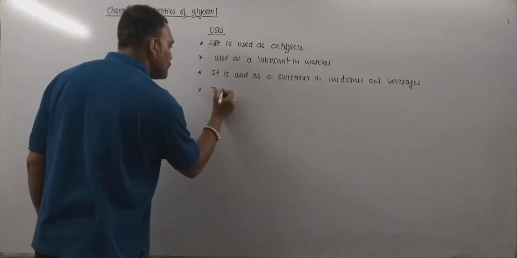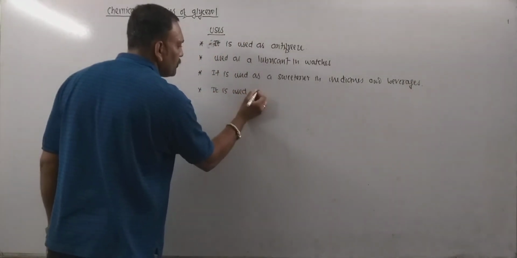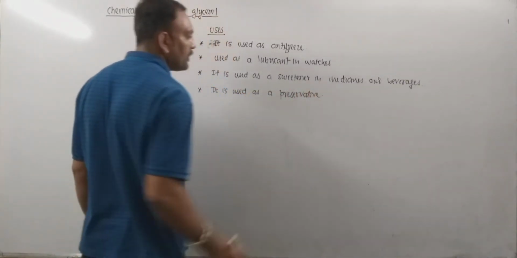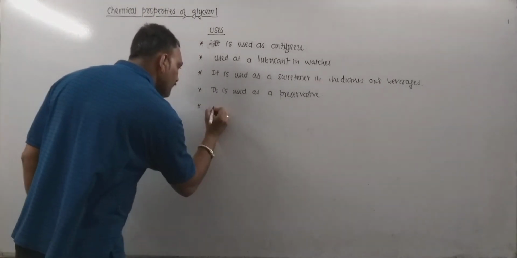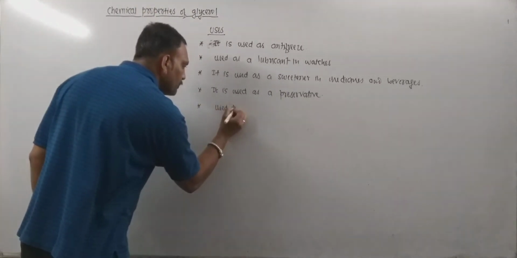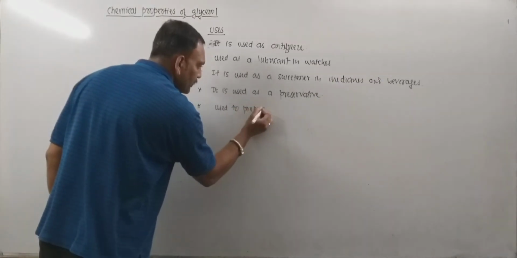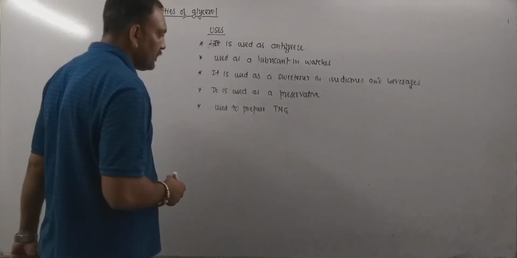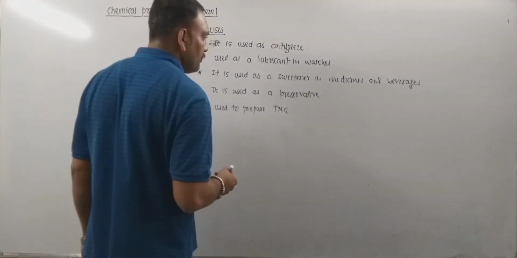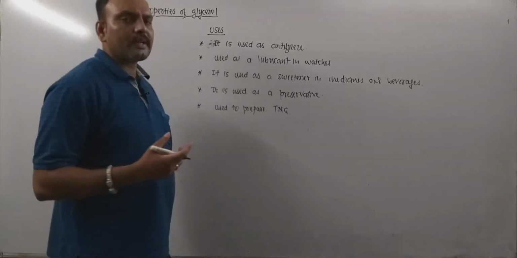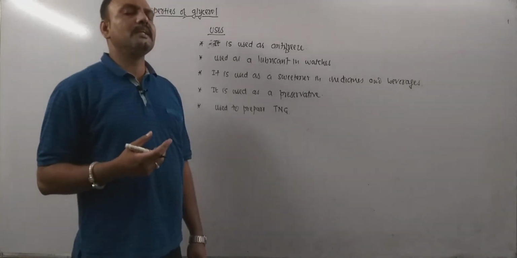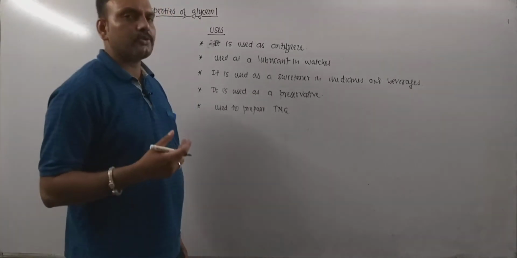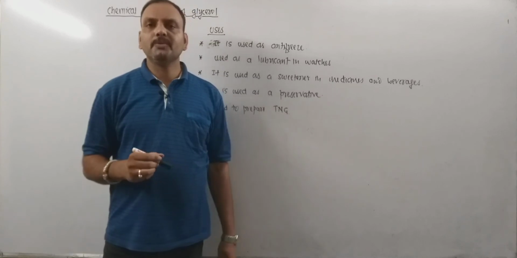Then it is used as a preservative. This is a very important thing. And it is used to prepare TNG, which happens to be an explosive material. And in cosmetic products glycerol is largely used. And again remember, glycerol is added to toothpastes also. So these are some of the uses of glycerol.